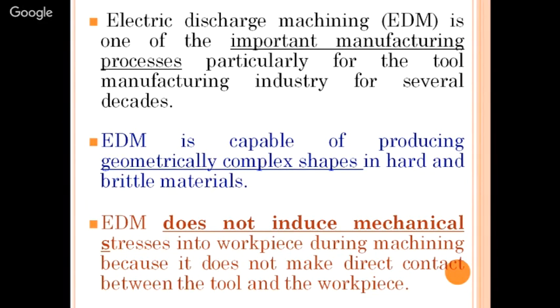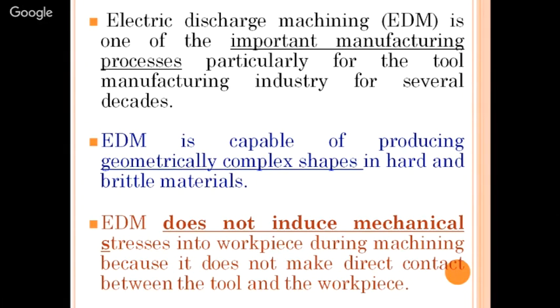It's not non-conventional. It is available in each workshop, in each and every industry, in each and every tool room. So sometimes it is called a conventional method because of its easy availability. Otherwise, it is a kind of non-conventional method.